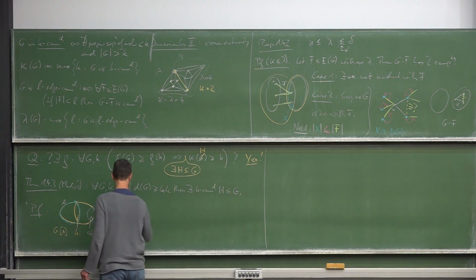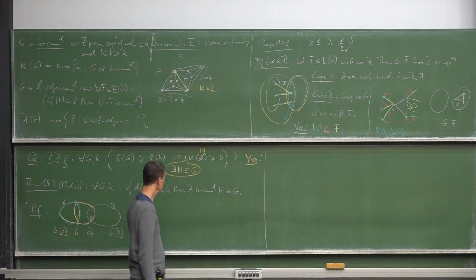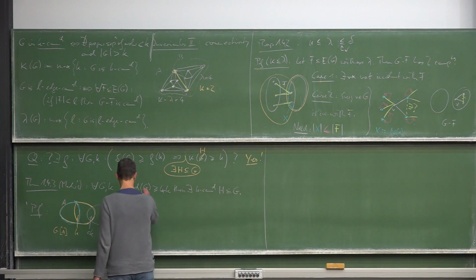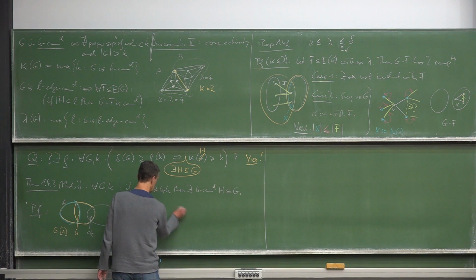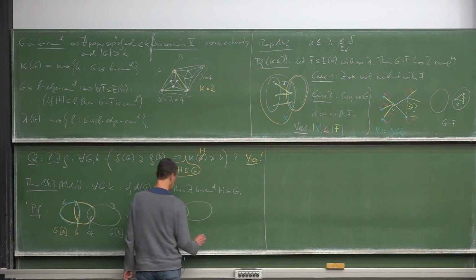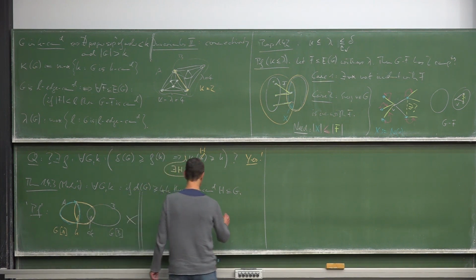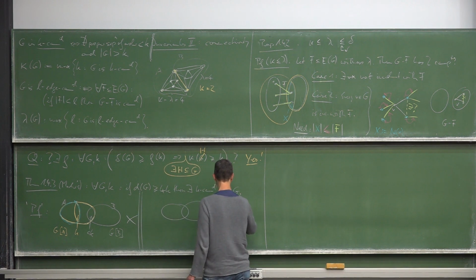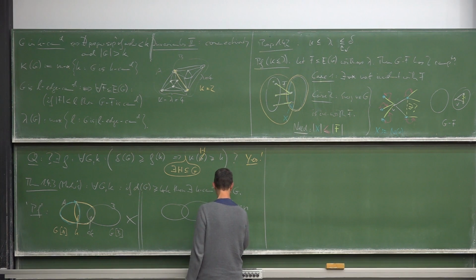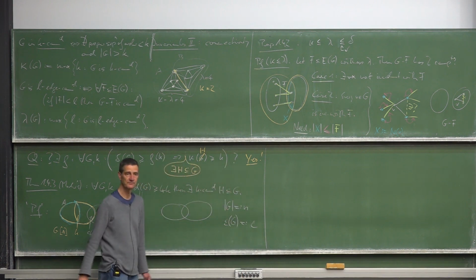So that's wrong. Let's try something a little cleverer than that. So let the order of G be called n, and half the average degree, let's call that epsilon.